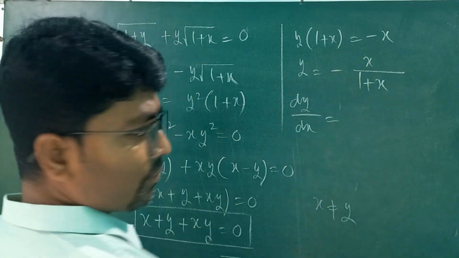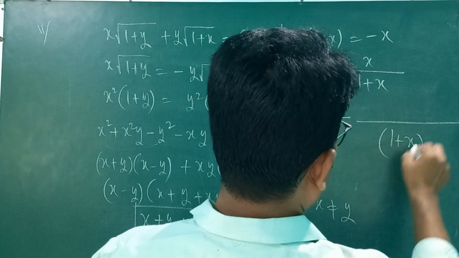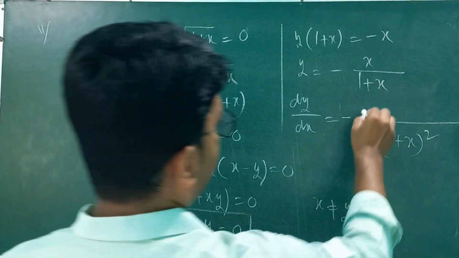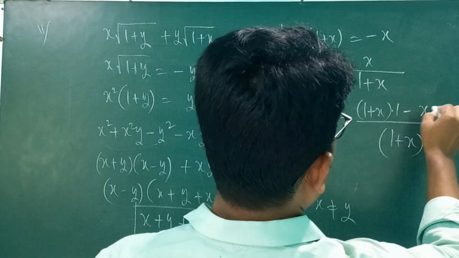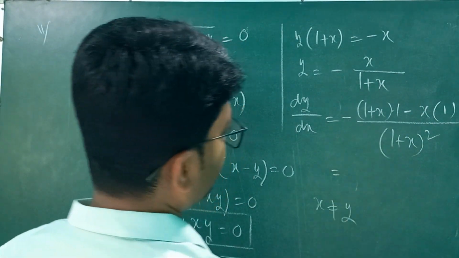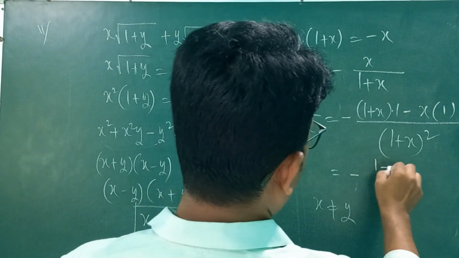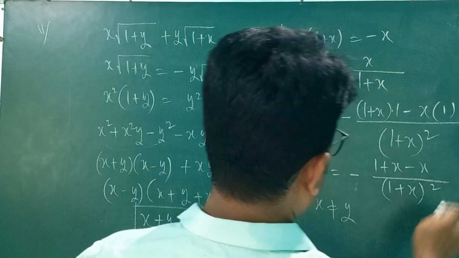This one is u by v, so over (1 plus x) whole square, (1 plus x) into 1 minus x into 1. Now what you will get? (1 plus x minus x), over (1 plus x) whole square.